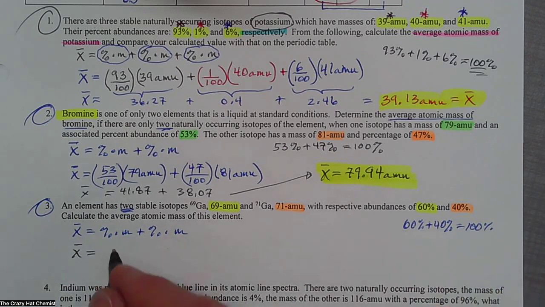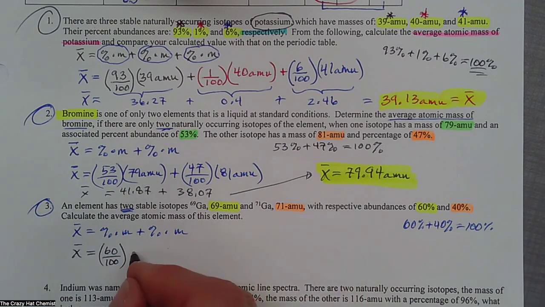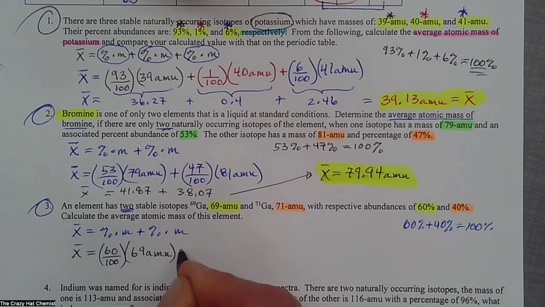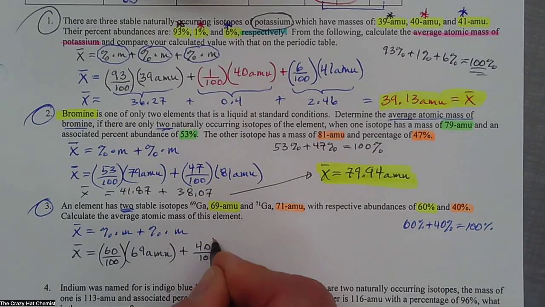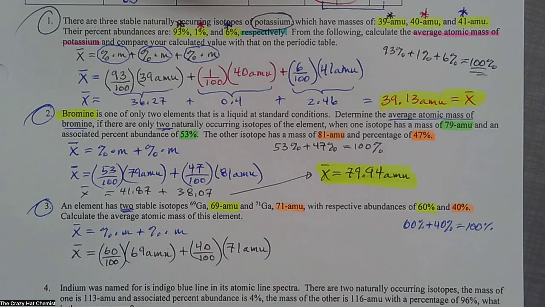Percent is 60 over 100. That will give us our decimal value. And its mass is 69 atomic mass units plus 40 divided by 100. That's 40% times 71 atomic mass units. Perfect. Looking good like that. So I'm going to key this into our calculator here, and that will be the following right here.